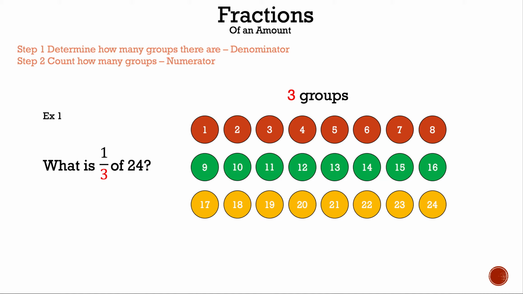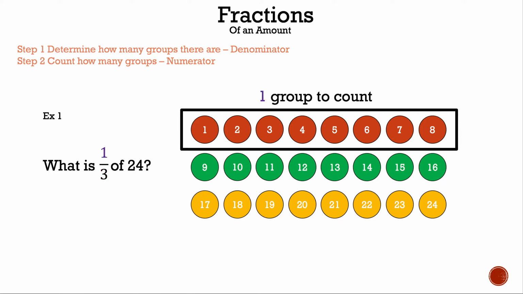Now let's go ahead and take a look at step 1, which is how many groups there are. As you can see, there are 3 groups because the 3 is in the denominator, the bottom number of the fraction. Now the next step is step 2. How many groups to count? Well, that is the numerator. And the number is 1, so there's only one group to count. And inside that rectangle or group, there are 8 circles. So what is 1/3 of 24? It is 8.